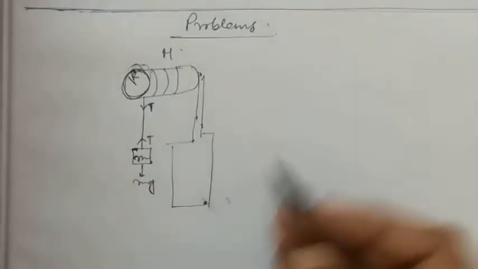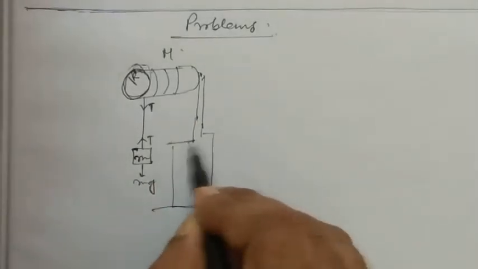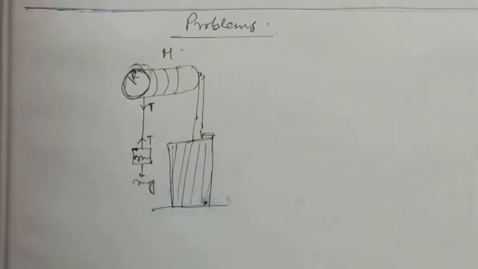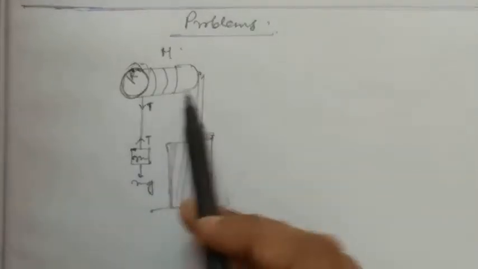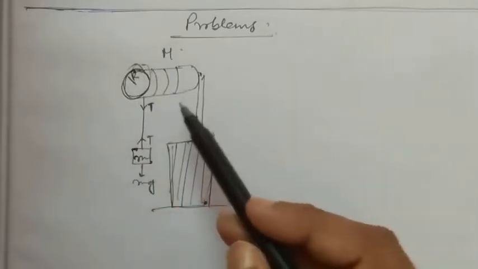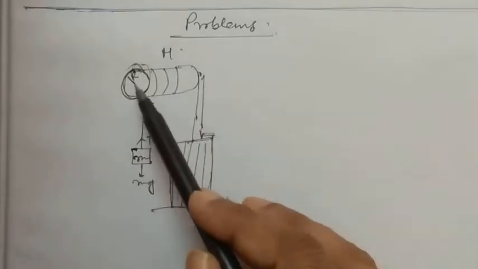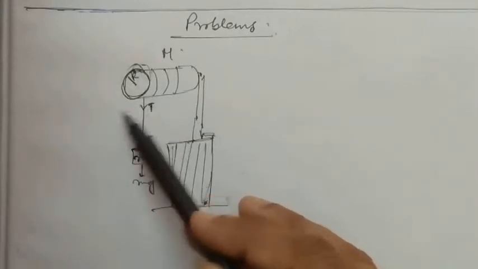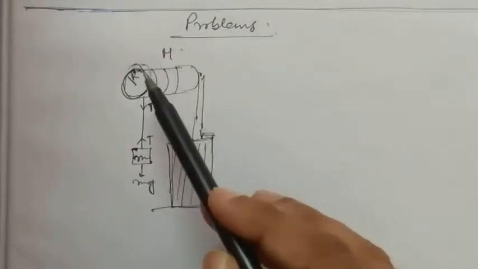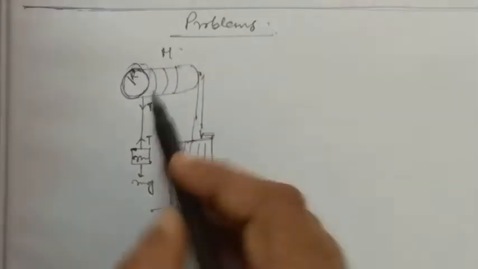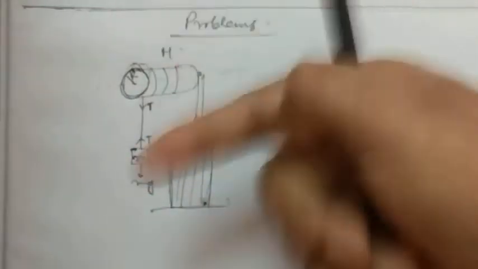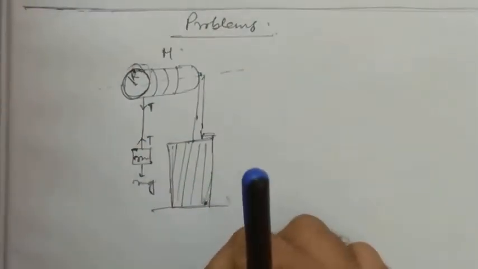So the problem goes as: a flexible rope is wrapped several times around a solid cylinder of mass capital M and radius capital R, which rotates with no friction about a fixed horizontal axis. You can take this to be the axis of the cylinder, so it rotates along that fixed horizontal axis.